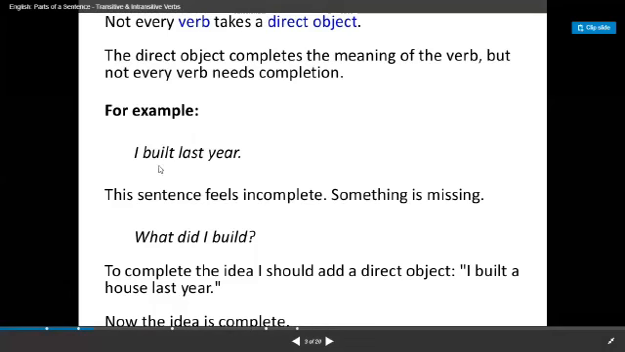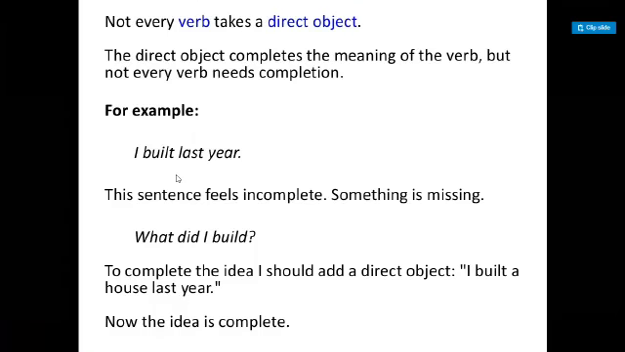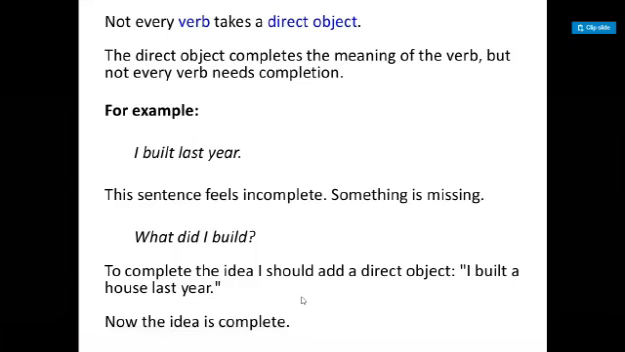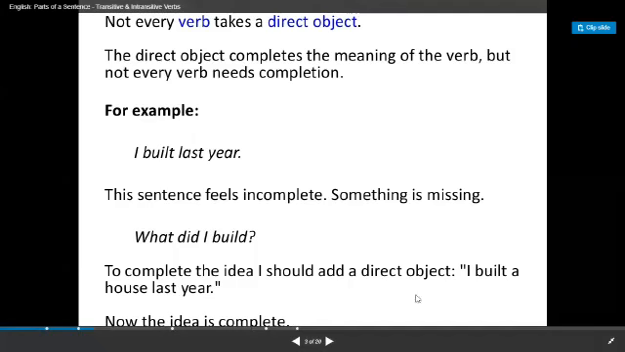Now, take an example: I built last year. This sentence is incomplete. It doesn't make any sense. It obviously means that something is missing. So, what did I build? To complete this, you add: I built a house last year. You have to add an object here. If you are not adding a direct object, it will not make any sense. When you read it like this, I built a house last year, it makes sense and the idea is complete.